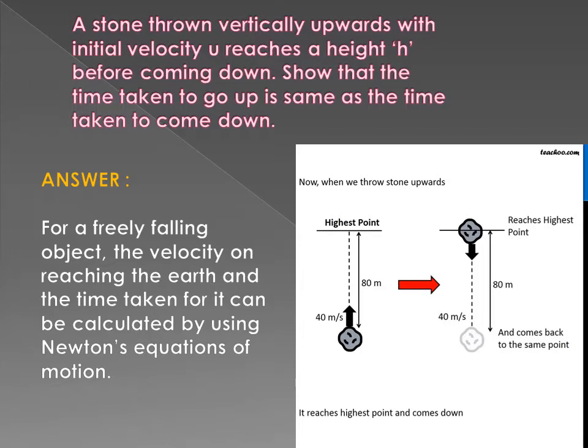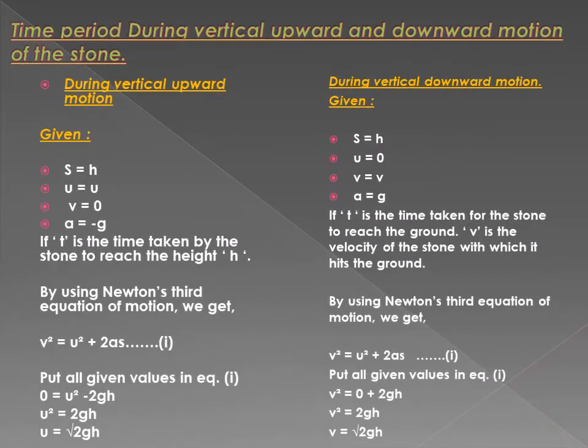Basically, the answer of this question is based on free fall. For a freely falling object, the velocity on reaching the earth and the time taken for it can be calculated by using Newton's equations of motion. Discuss the time period during vertically upward and downward motion of the stone. Here we consider two cases. First one is during vertical upward motion of the stone. Second one is during vertical downward motion of the stone.